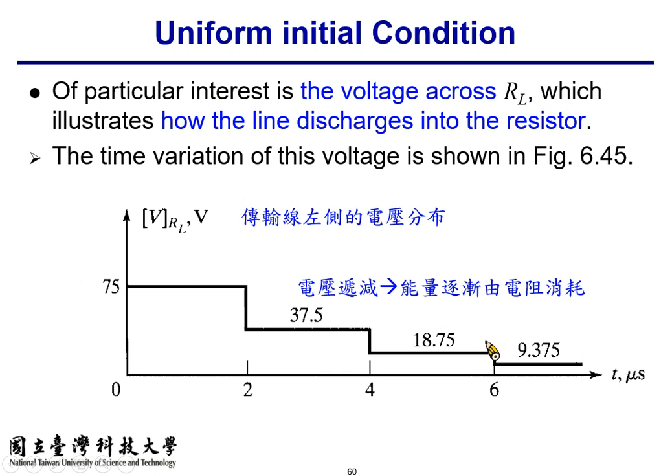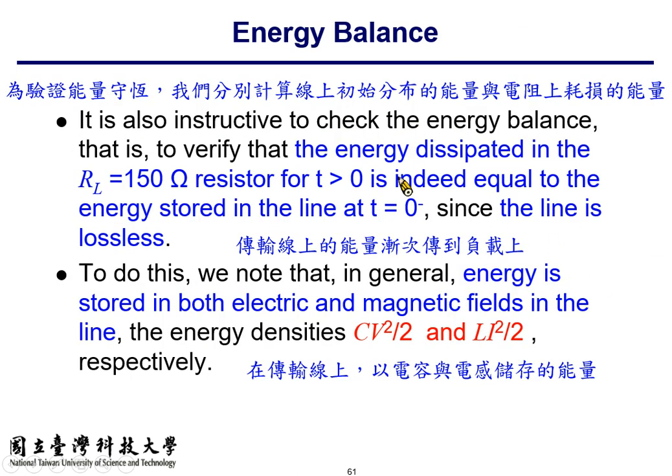Well, you see they get halved every 2 microseconds. So it will eventually vanish from the engineering perspective, okay? But from the pure mathematical perspective, it will last forever. But well, that's not the case for engineering. All right. So what we observe on the transmission line is the voltage decreases as time progresses, and eventually they are consumed by the loading resistor, which is 150 ohm on the left hand side.